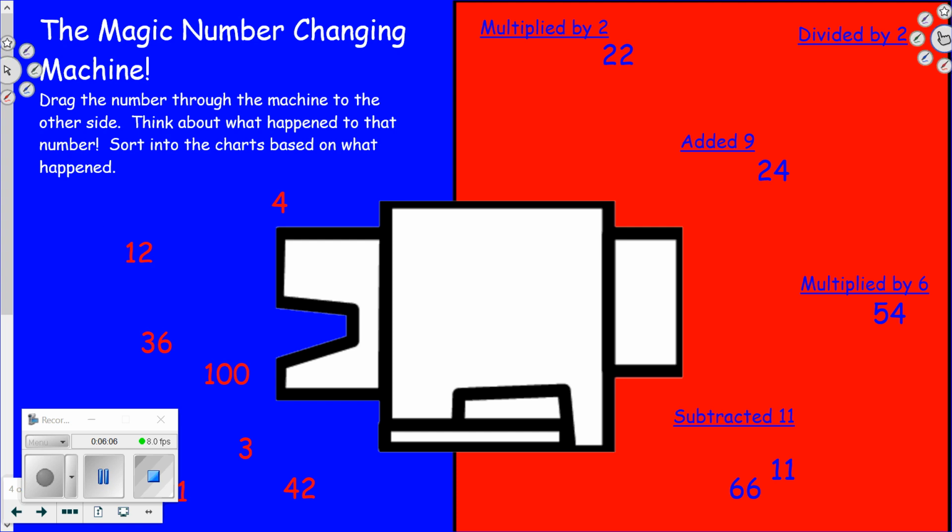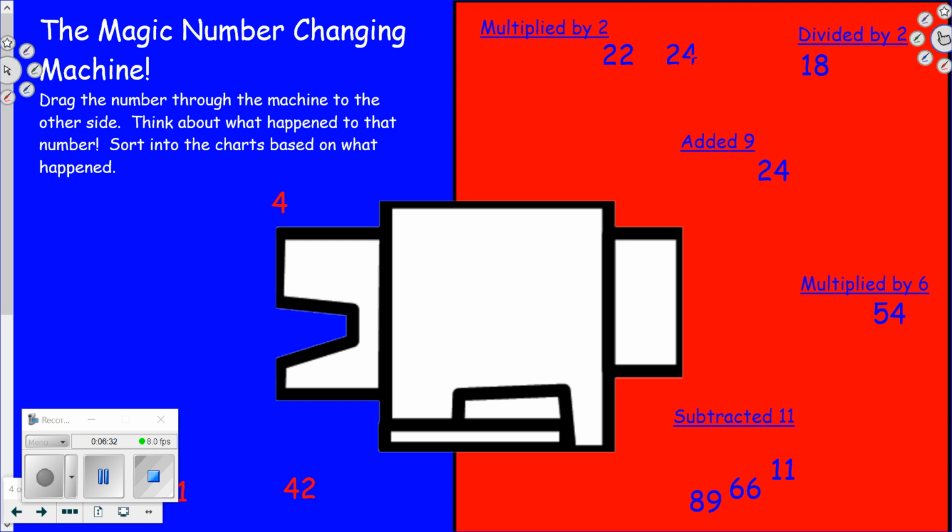If I put in a 12, I got 24. I multiplied by 2. If I put in a 36, 18. Divide by 2. If I put in 100, 89. Good.